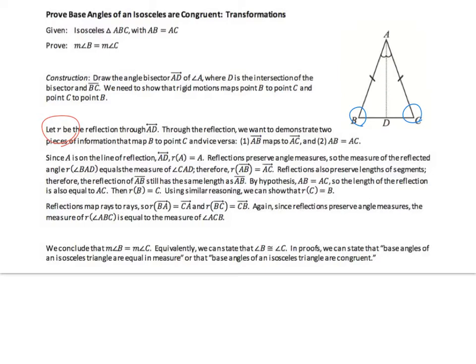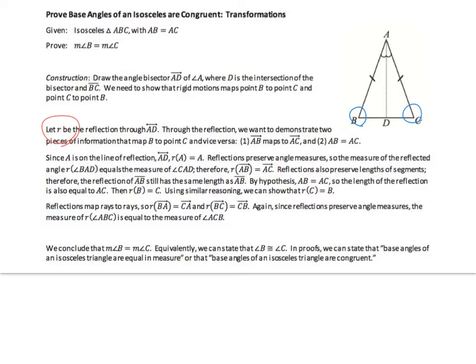So the reflection of angle BAD equals the measure of angle CAD. So this angle maps onto that angle. Therefore, the reflection of ray AB equals ray AC.